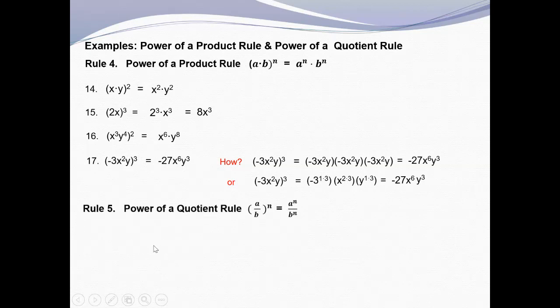Now comes the power of a quotient rule. Parentheses, a divided by b to the nth power, is going to be a to the n divided by b to the nth. Example. This will give us x cubed divided by y cubed. This will give us x to the 2 times 5 and w to the 3 times 5, which will give us x to the 10th divided by w to the 15th.